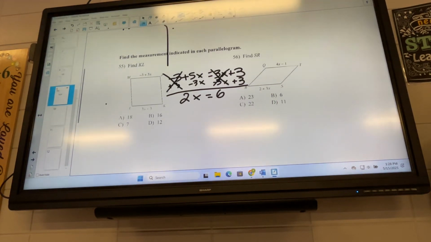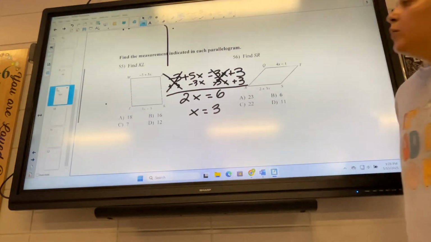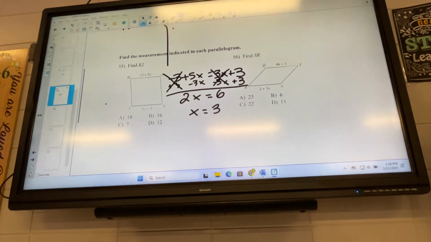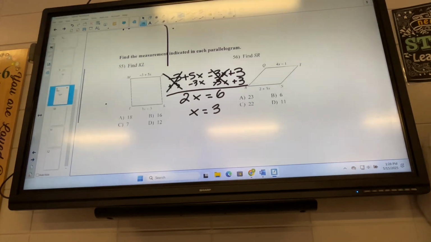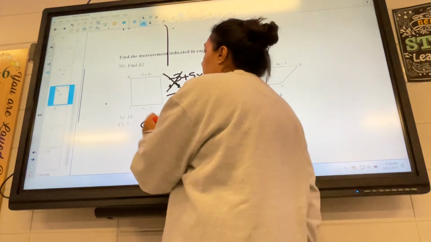Okay, then what would need to happen? You've got to divide those. Divide by 2. And so what is that going to give me? 6 divided by 2 is 3. Okay, so we know that x equals 3. Okay, what is it asking you to find? KL. What is KL? 3x plus 3. So it's going to look like 3 parenthesis 3, close parenthesis, plus 3. What is that? 12? So D.